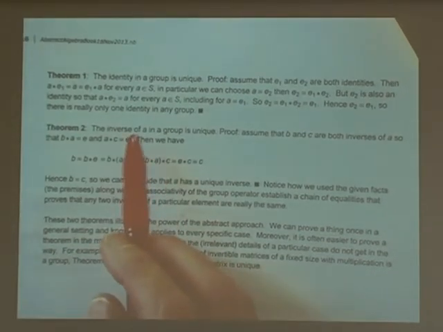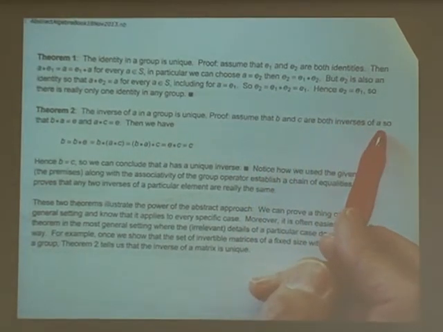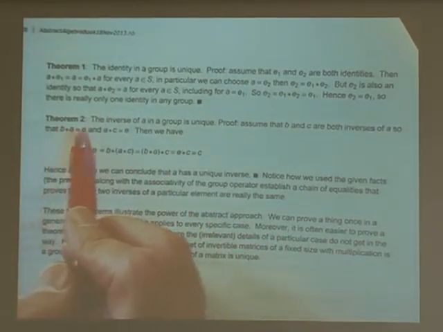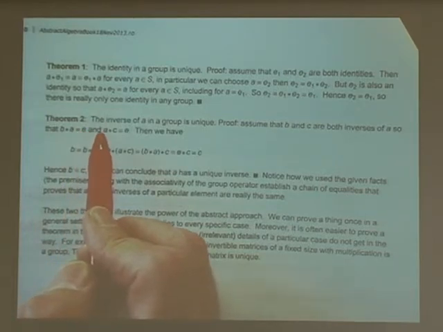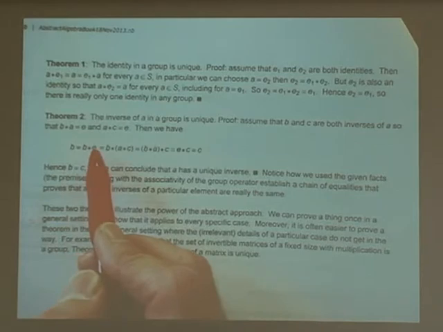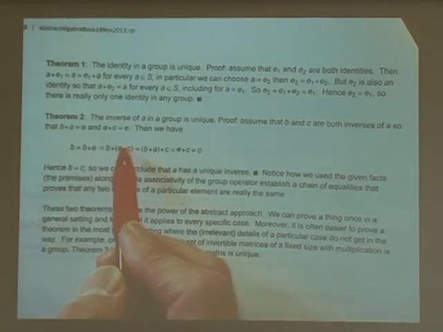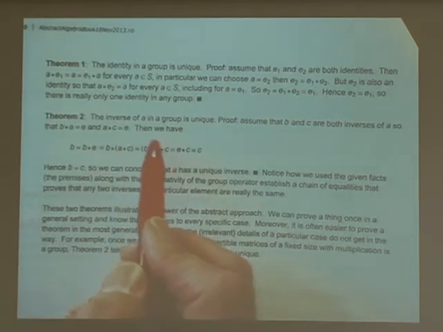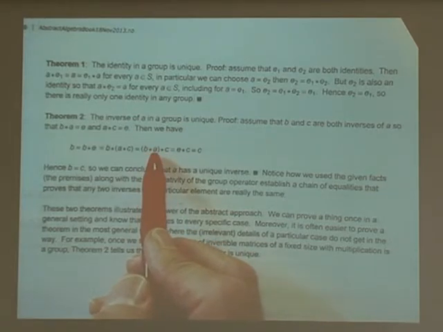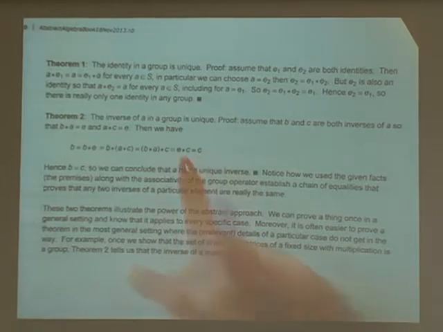And a very similar idea works with inverses. Suppose that B and C are both inverses of A. Then BA must be the identity, and AC must be the identity. So B is B times the identity, but I can write the identity as AC. I'm in a group, I have associativity, that's one of the things I demand, so I can put in parentheses, but BA is the identity. And so I just proved that B and C must be the same thing.